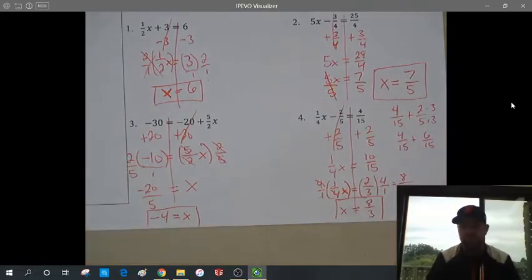Okay, so approaching the problems the same way as we would with a normal two-step equation, undo constants and then undo coefficients. We just need to remember our rules for how to undo or to combine fractions when needed there.